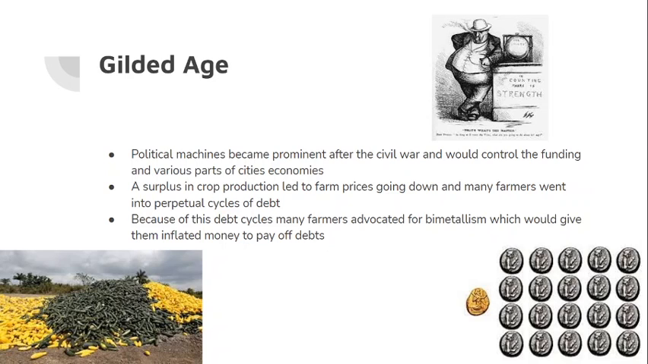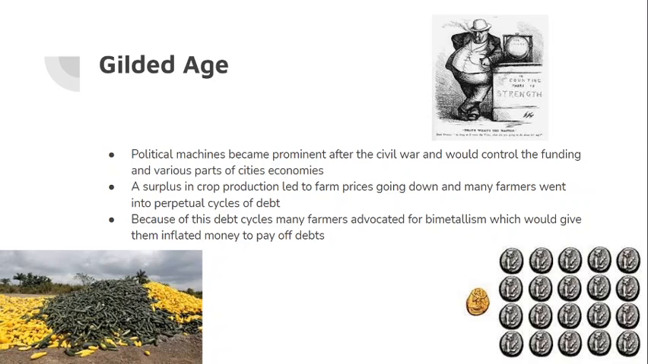Since there were more crops being grown and the demand for crops stayed constant, the price for these crops went down severely, and farmers would go into perpetual cycles of debt because they just couldn't afford to live on the land based on what they were selling.